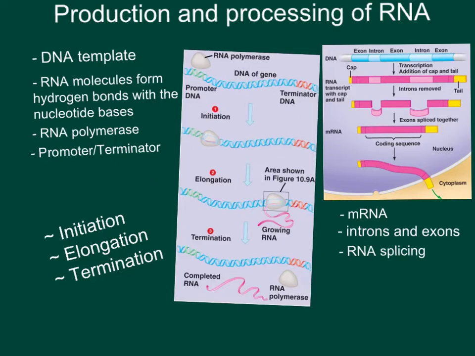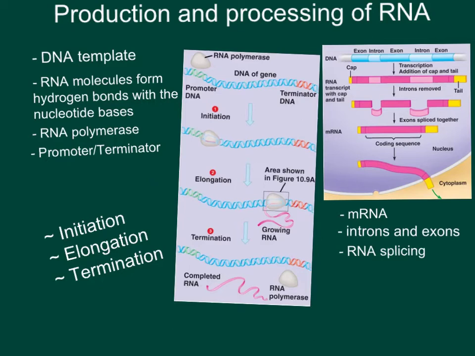Now that the RNA has been made, it must be processed before it can leave the nucleus. A type of RNA called messenger RNA, or mRNA, is used to encode the amino acid sequences and transfer genetic information. mRNA is made when exons of a gene are joined together. Most DNA genes are made of both introns and exons.